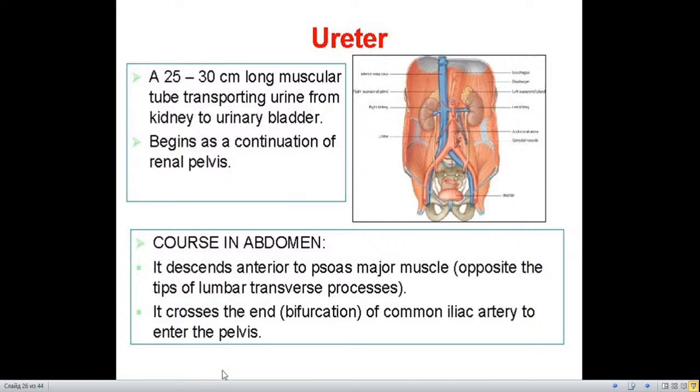On this chapter of the slide is presented information about the course of the ureter through the abdomen. Reflect please this information on your notes.